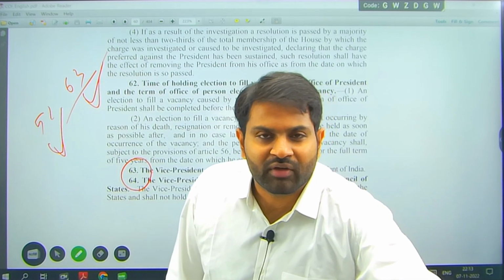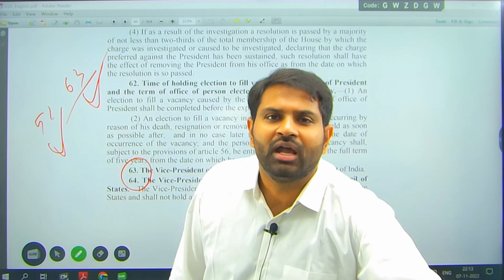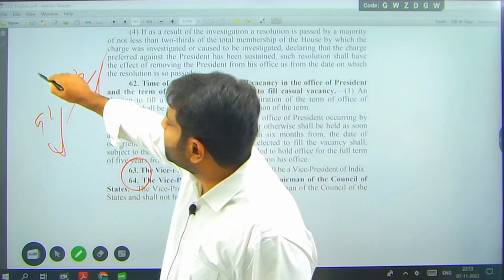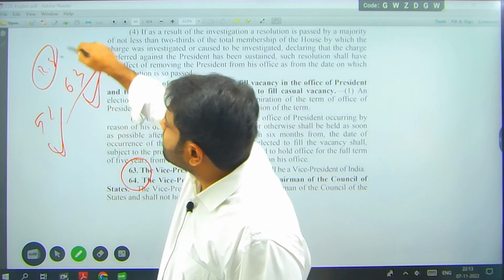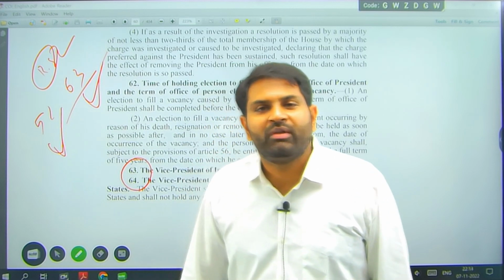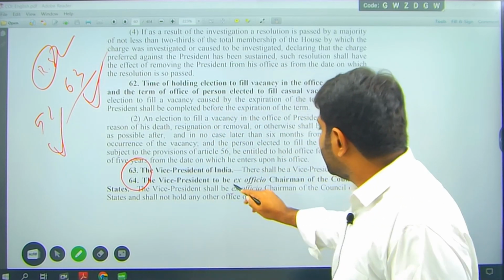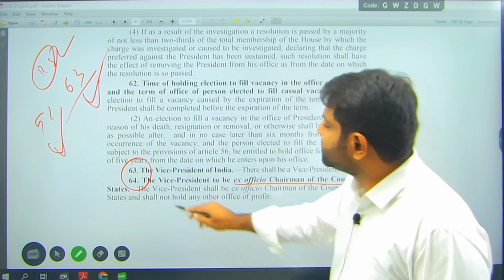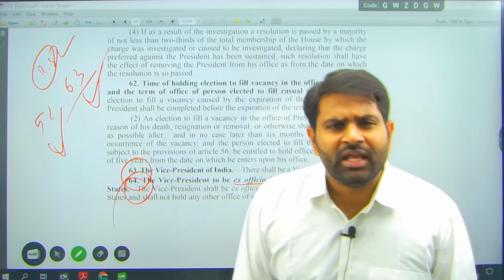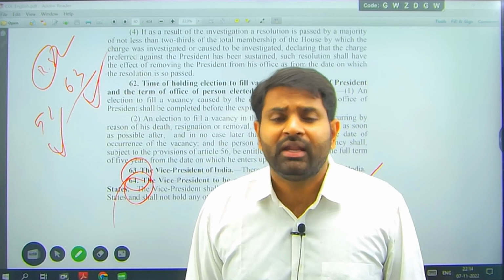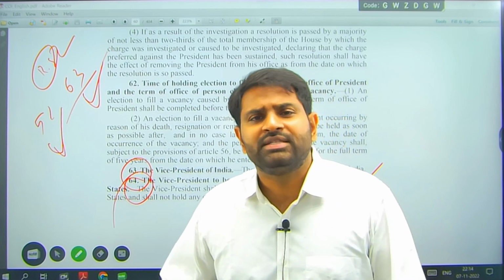We have Vice President of India, but he doesn't have a separate office. He will work as an ex officio chairman of Rajya Sabha. He will be elected as Vice President, but will be working as Rajya Sabha chairman. Remember that particular part. Vice President is ex officio chairman of Council of State. Article 64. Normally, Vice President is elected, but he is doing the duty of Rajya Sabha chairman.